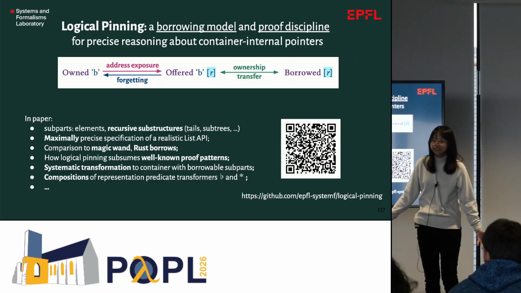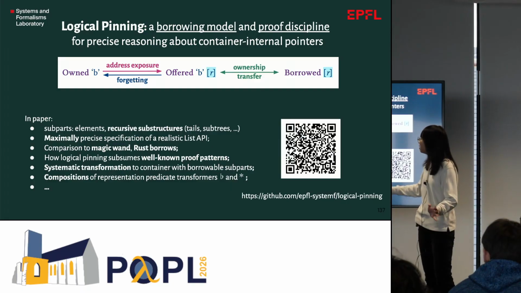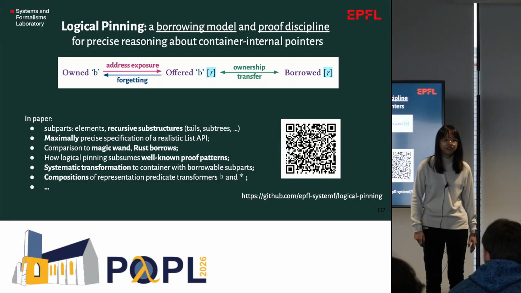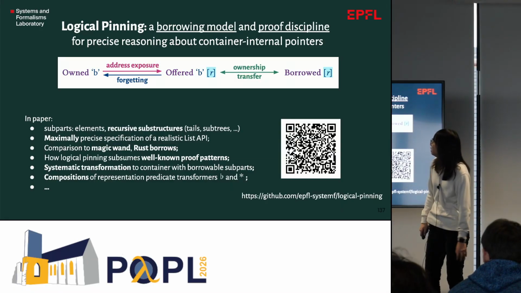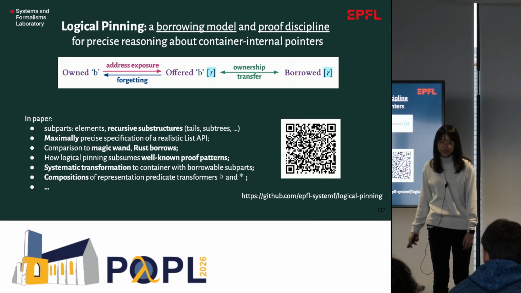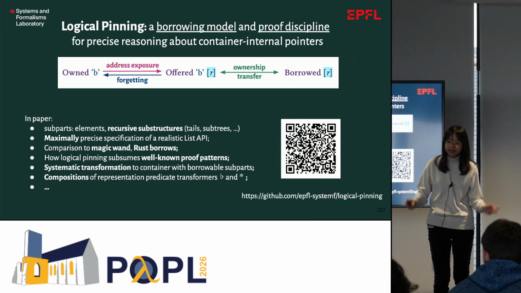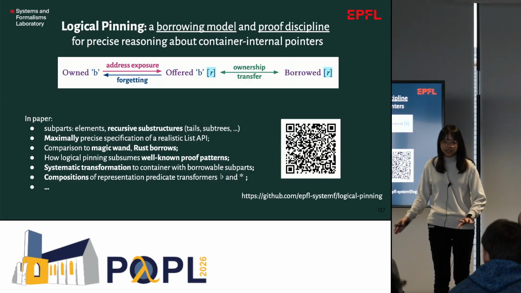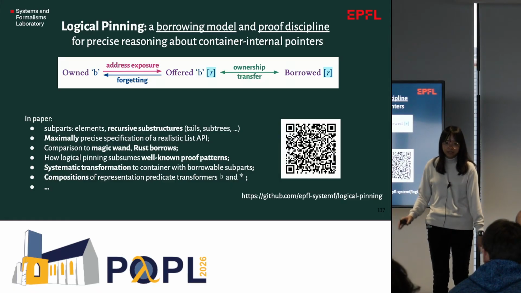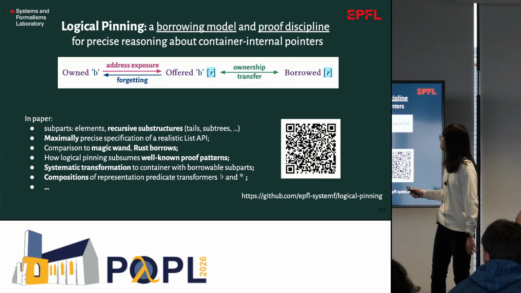For example, if you're curious, can we borrow recursive substructures? Yes, we can. We can borrow the tail of the list. We can borrow subtrees. And then we also show a maximally precise specification of a realistic list API. By maximally precise, I mean that the API accounts for all the possible internal pointers, and they also require minimal ownership in the precondition.